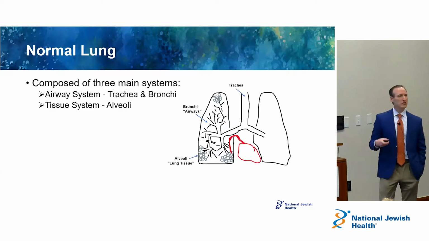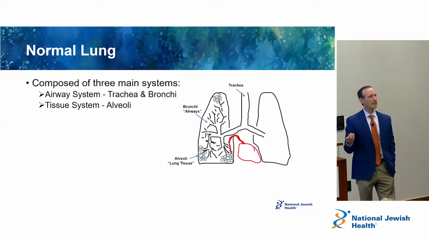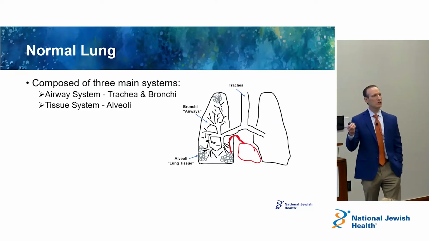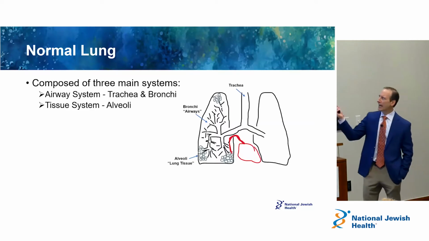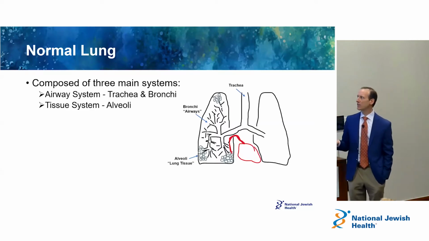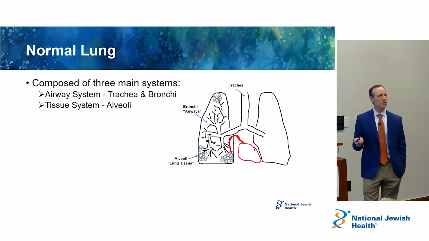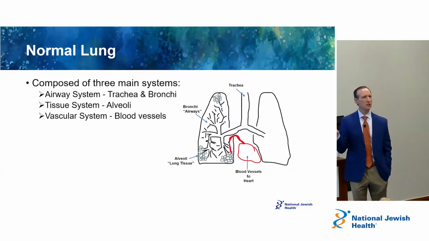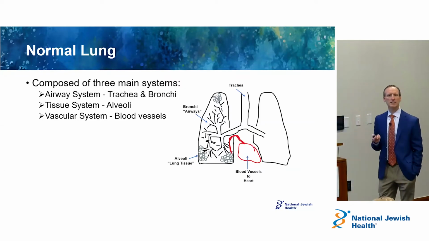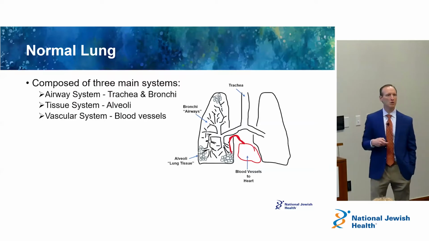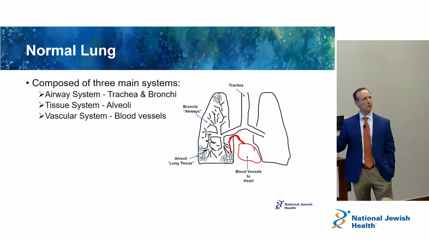That leads to the tissue or alveoli. Now, these are small, microscopic little balloons, if you will, of tissue. So the airway system takes air out to fill the tissue. Once the tissue gets it, it soaks up the oxygen and puts it into the third component, which is the blood vessels. And the blood vessels drain all that nice oxygen-rich blood to your heart so you can pump it to your body to live. So the lung is those three things.